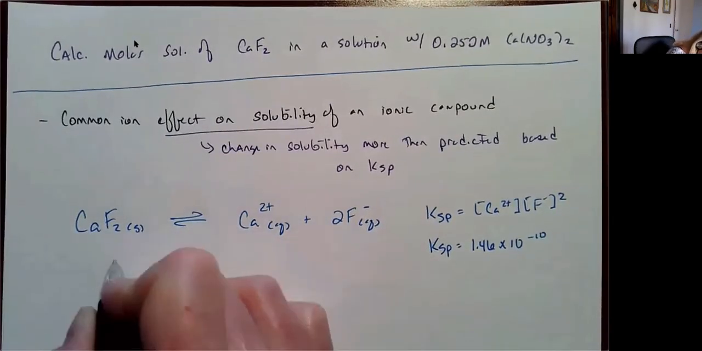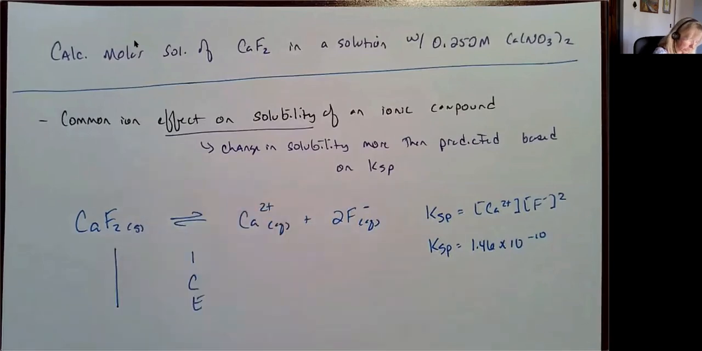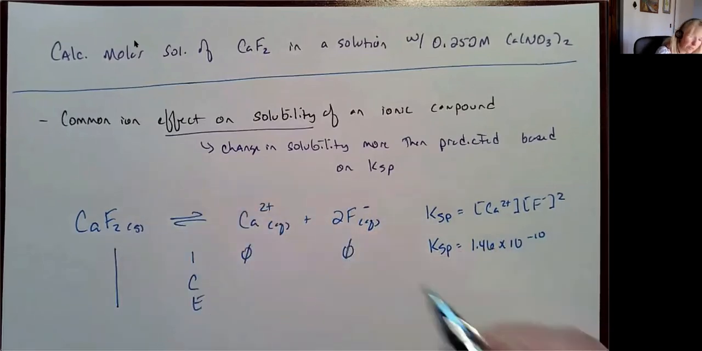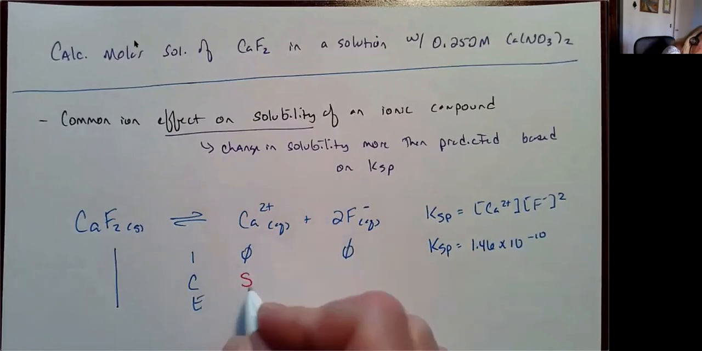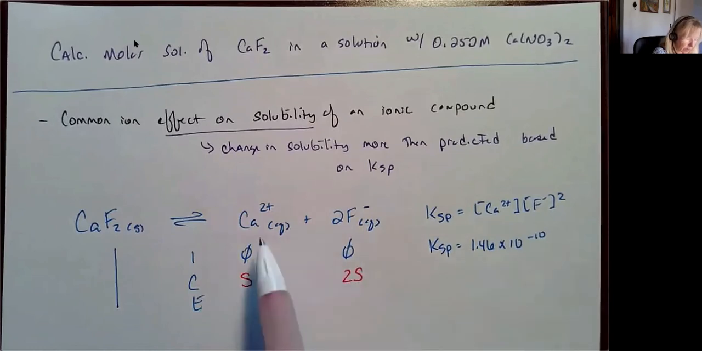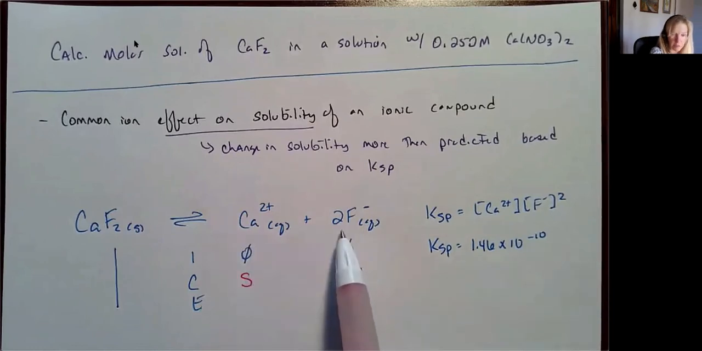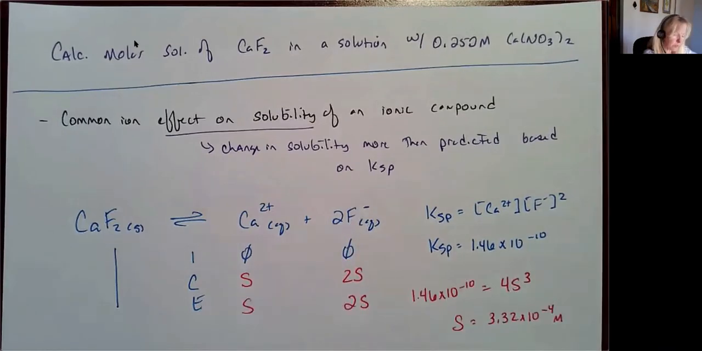So remember, I don't care what's happening here with my solid because it doesn't go into my law of mass action. I'm going to assume that I have 0 here. My change is going to be that S. So I'm going to increase by S here. I'm going to increase by 2S here. So for every calcium ion, I'm going to also dissolve 2 fluoride ions. So this would be in pure water.